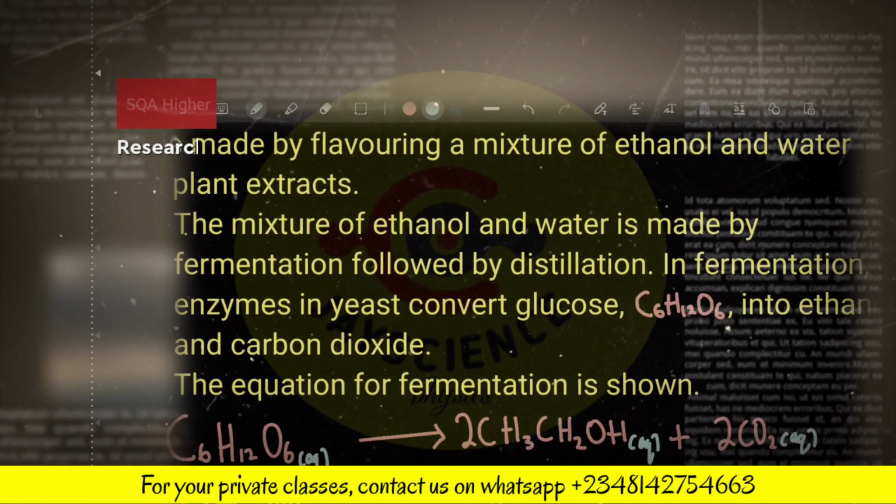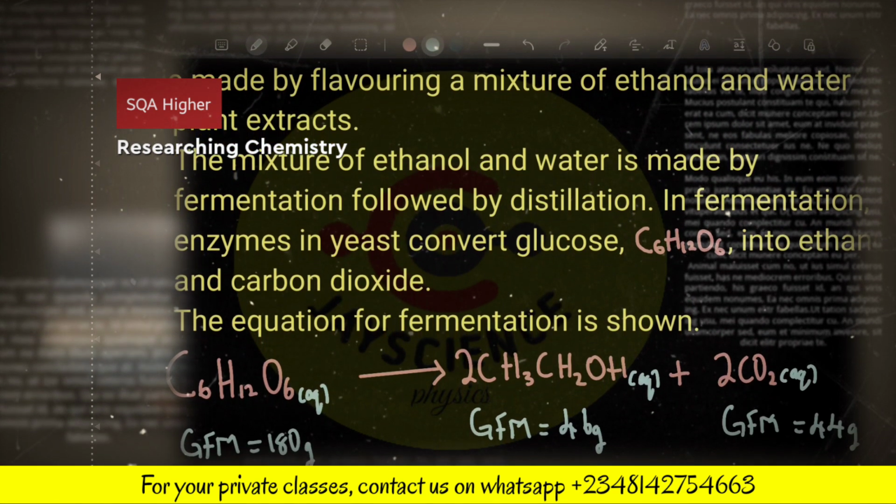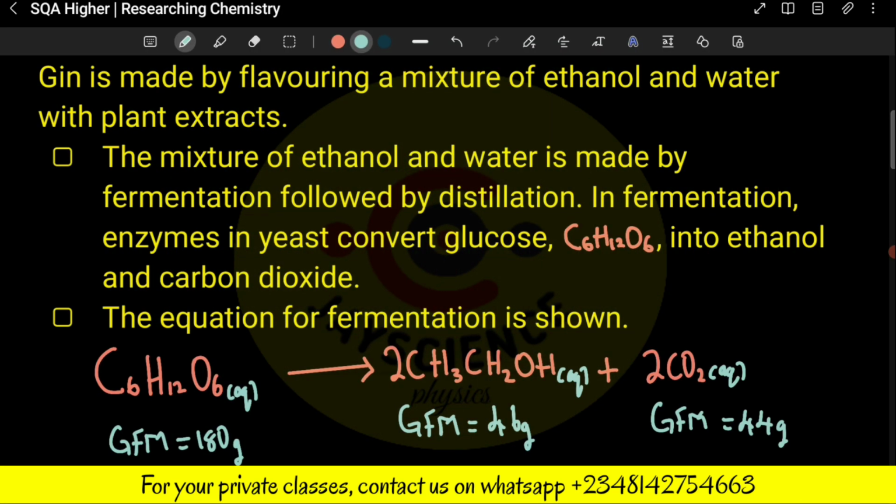Let's look at a question on researching chemistry, SQA Higher. The question says, gin is made by flavoring a mixture of ethanol and water with plant extracts. The mixture of ethanol and water is made by fermentation, followed by distillation. In fermentation, enzymes in yeast convert glucose, that is C6H12O6, into ethanol and carbon dioxide. The equation for the fermentation is shown below.